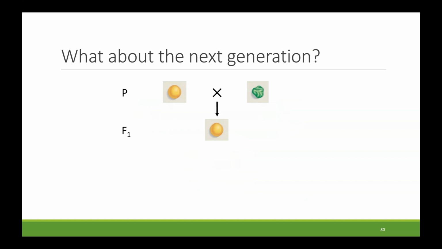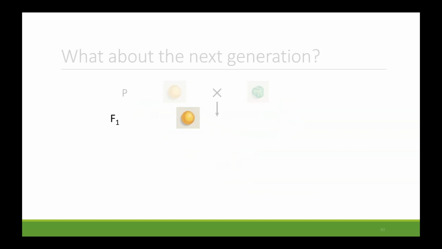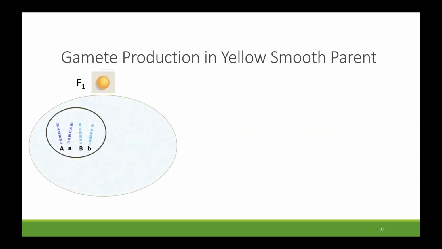Now that conclusion was pretty obvious. That's the easy part. When we go from the F1 generation to the F2 generation is where things start to get a little wild. And you'll see why when we look at how the gametes are formed in the F1 pea plants. So here we have the germ cell in the yellow smooth parent. You can see its genotype labeled on the chromosomes again.